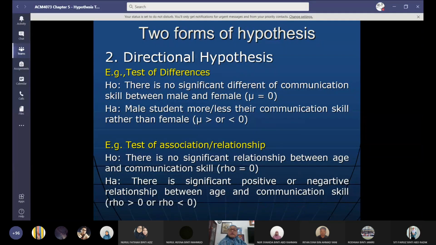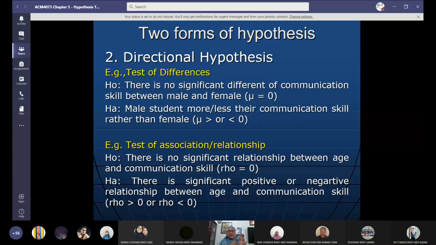So what is different between positive and negative? Okay, good. Positive relationship means as the age goes up, the communication skills also goes up. Goes up together. That is positive.